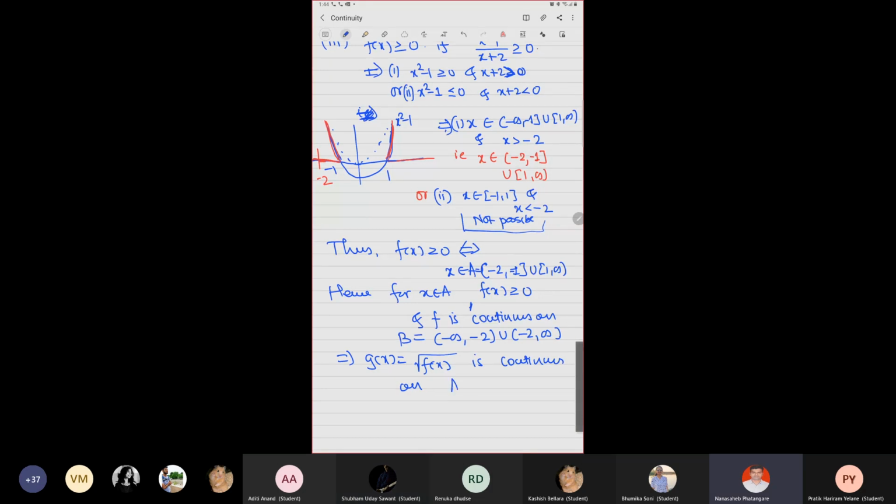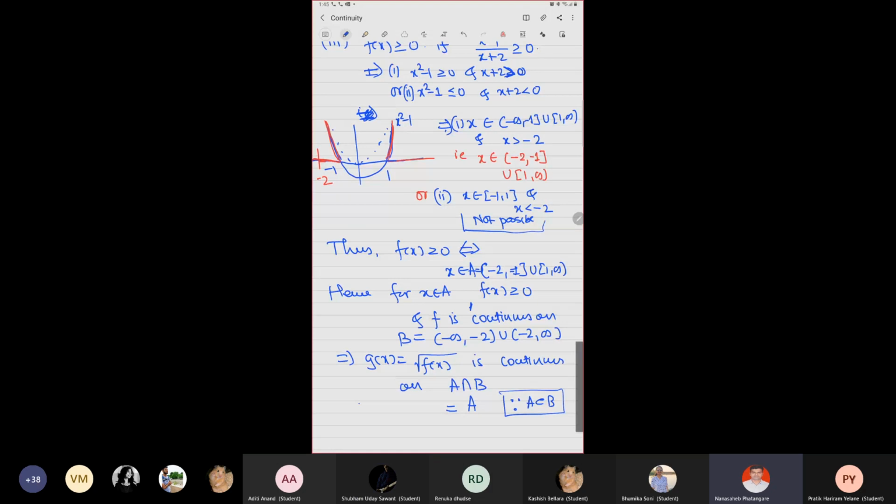Continuous on, because we want both of these conditions, right? And what is this set? What is the intersection with B? It is A, because A is a subset of B, right? Yes. Yes, sir. Therefore, g is continuous on A.